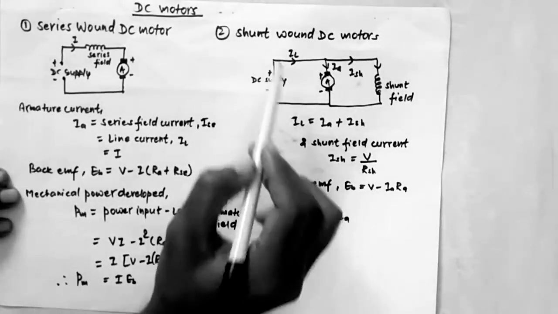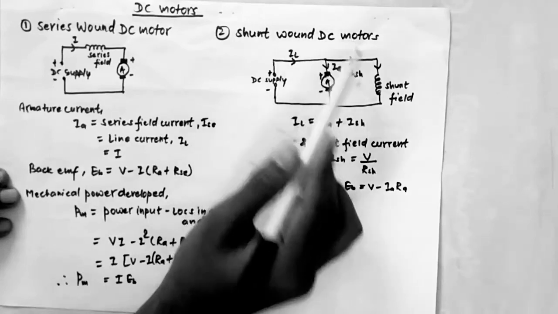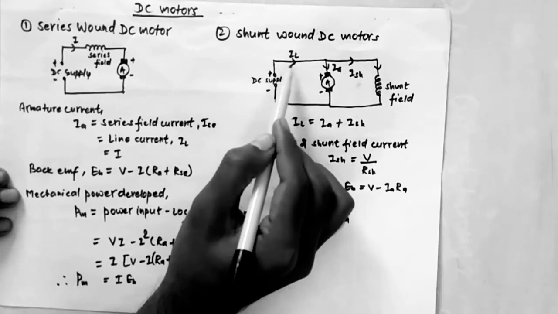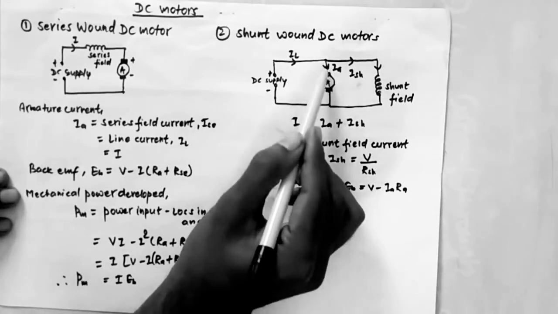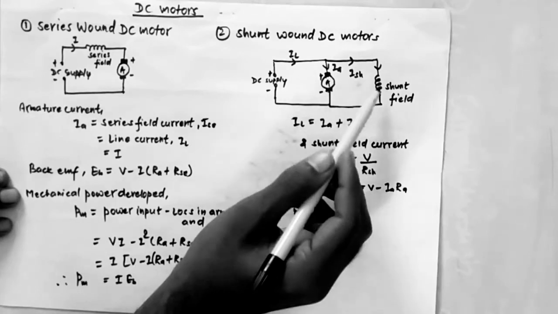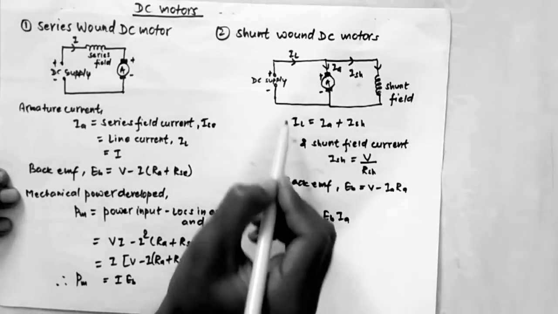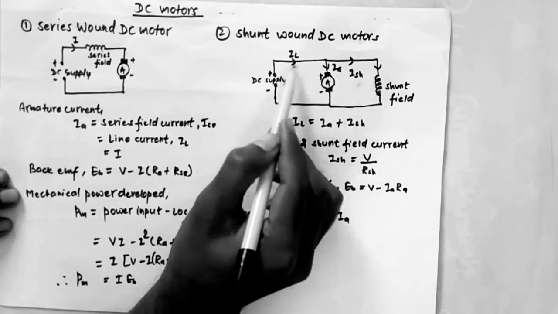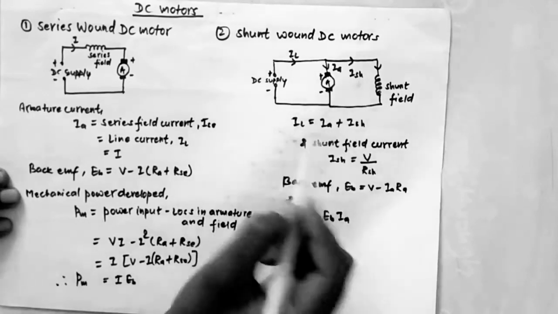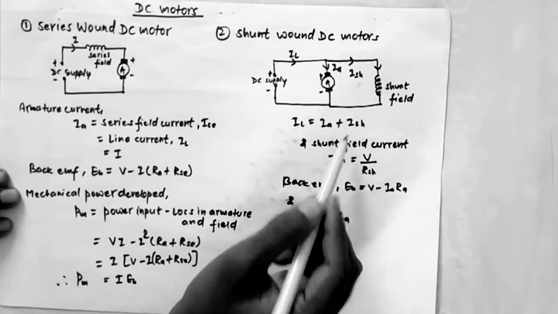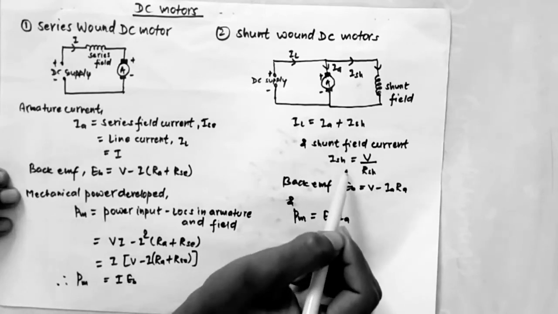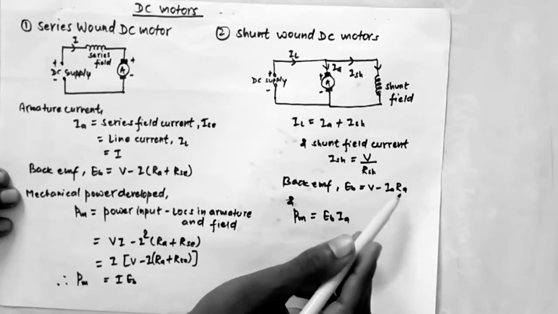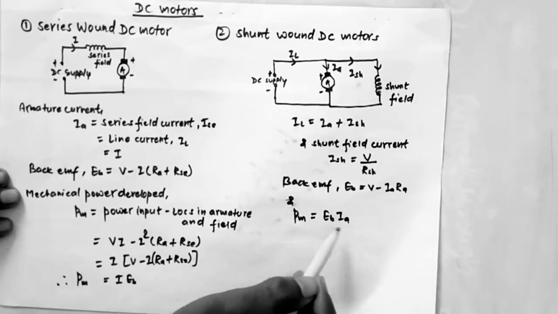Similarly, here we have the shunt wound DC motor. Here we have one DC supply, and the current IL is flowing and it is divided here. This is the armature current and this is the shunt current, and here we have the shunt field. IL is the incoming current and this is the outgoing, so IL equals the sum of Ia plus Ish. The shunt field current is given by Ish equals V upon Rsh, and the back EMF for this will be Eb equals V minus Ia into Ra, and the mechanical power is given by Eb into Ia.